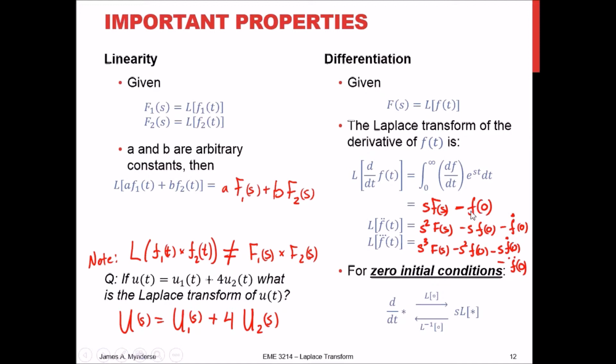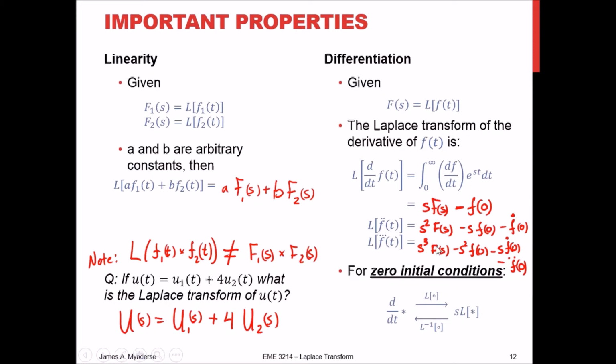So this is the time domain function evaluated at 0. All right, so you can actually keep this going. You can chain this thing, and you wind up getting s squared F of s minus s f of 0 minus f dot of 0 if you take the double derivative and you take the Laplace transform.